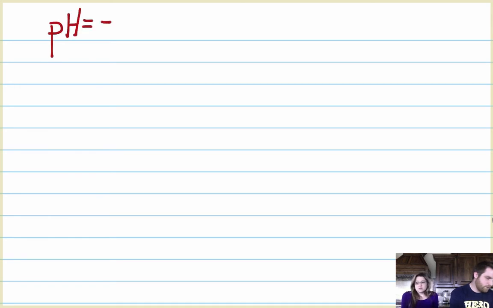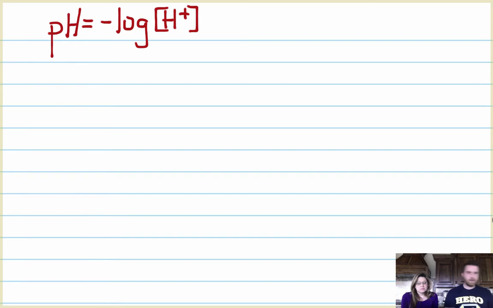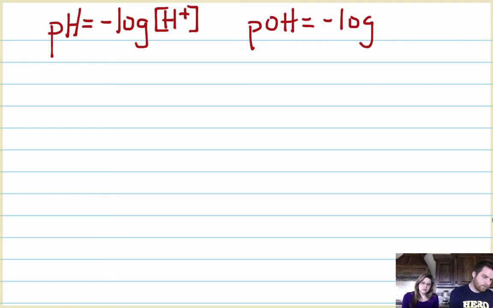pH is equal to the negative log of the hydrogen ion concentration. That negative is really important, the negative log. All right, pOH is equal to the negative log of, what do you think? The hydroxide ion concentration. All right. What other things do we need to know? The pOH. Okay, we already got that one.